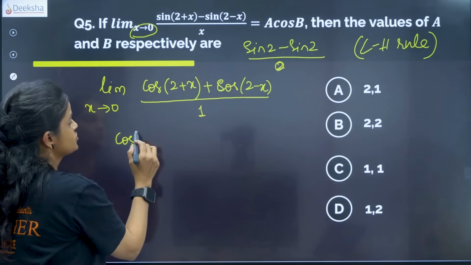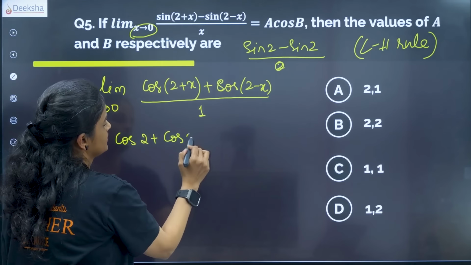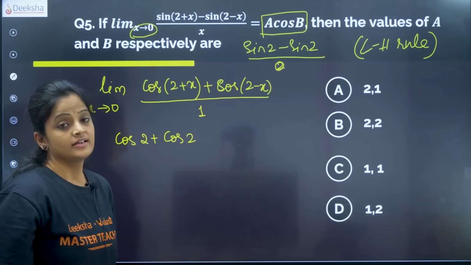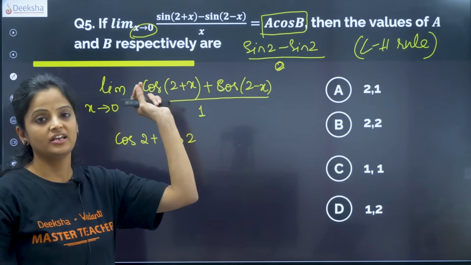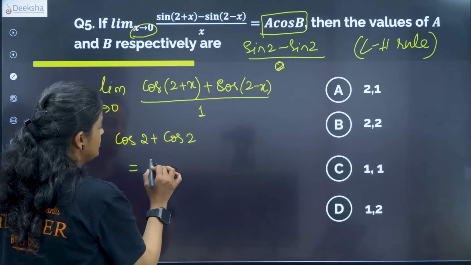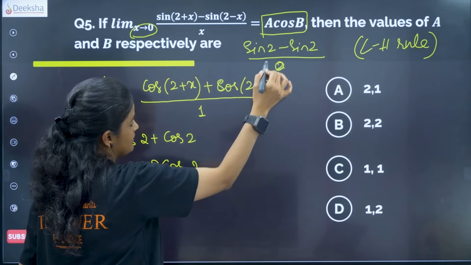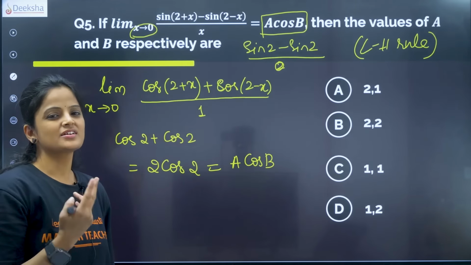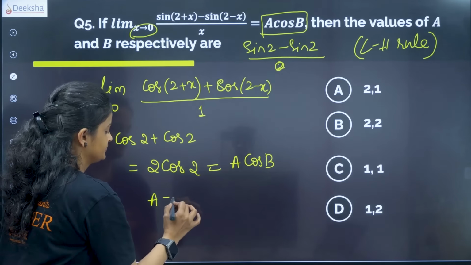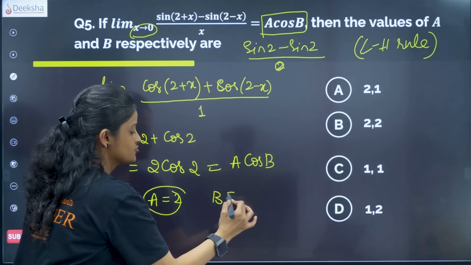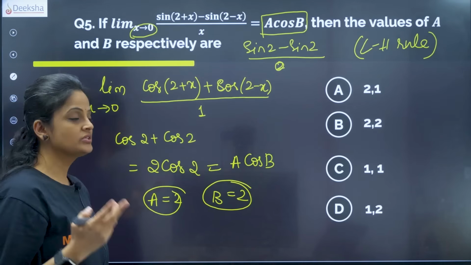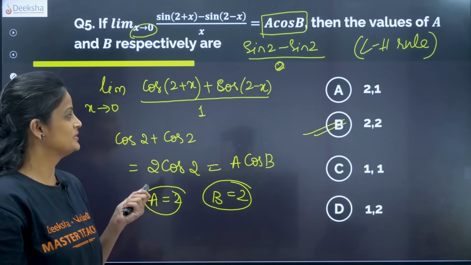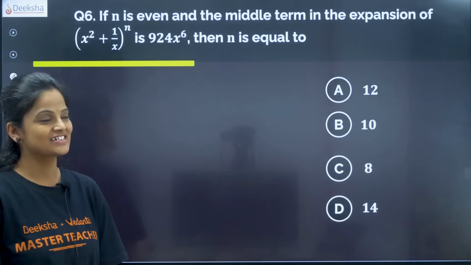So cos 2 plus cos 2 gives 2 times cos 2, and they have given that as it is equal to a into cos b. So this is giving me 2 times cos 2. Correct? This is given. Just compare. A value is 2, B value is also 2, right? Within a few steps we got this as option B. A lot of the questions are getting option B in this. Let's see the 6th question.